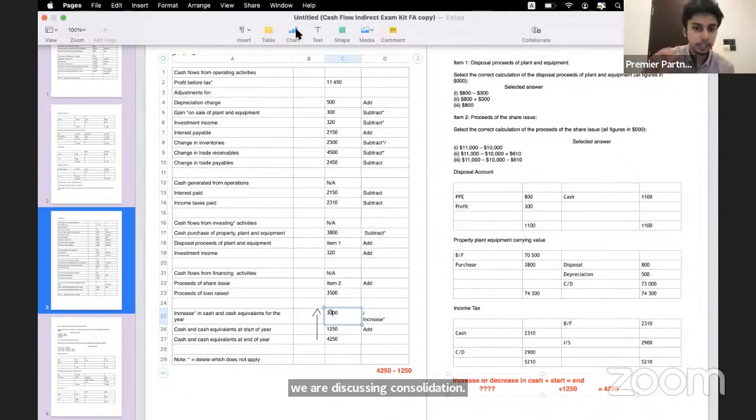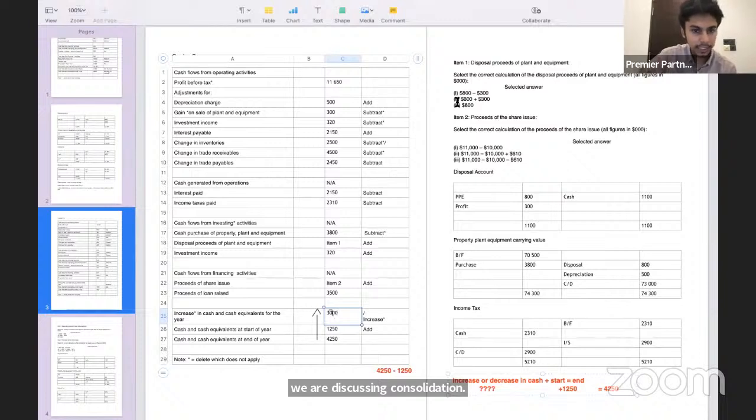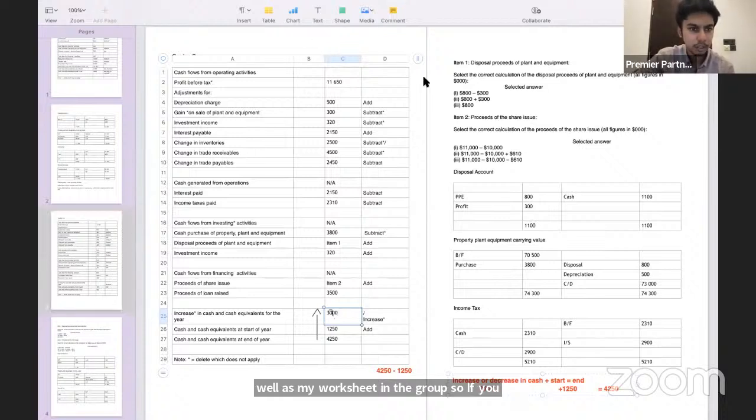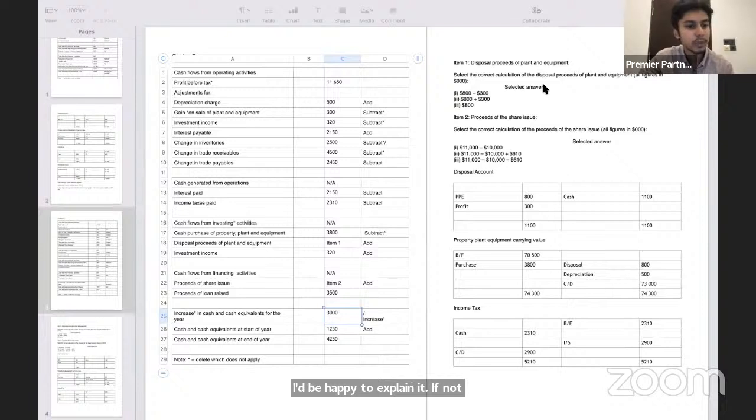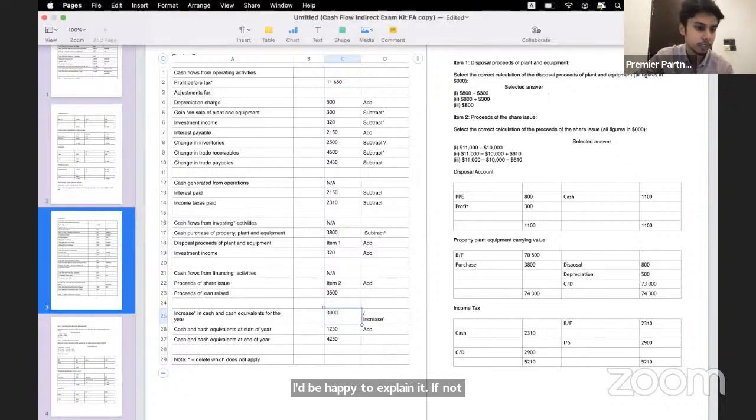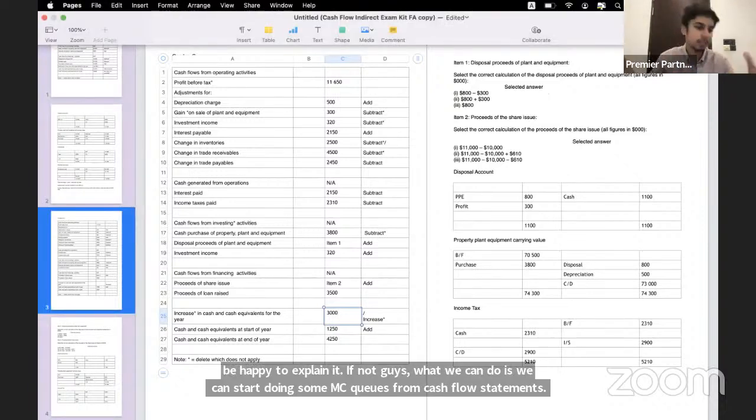Right, so these 2 questions are done. I'll share the question as well as my worksheet in the group. If you have any doubts on this question, how I finished it off, just ask me, I'll be happy to explain it. If not, we can start doing some MCQs from cash flow statements, so it's a proper coverage. Section A is also done. Section B is also done.